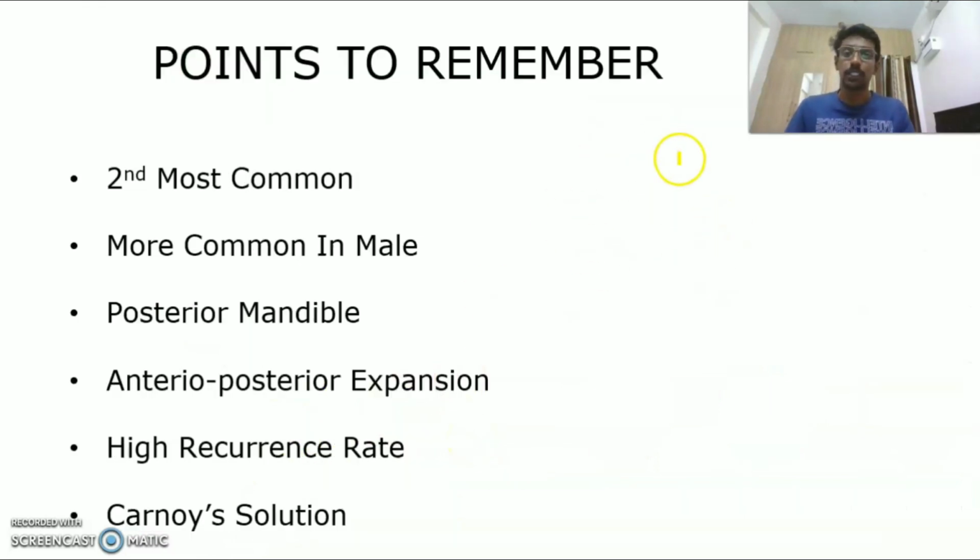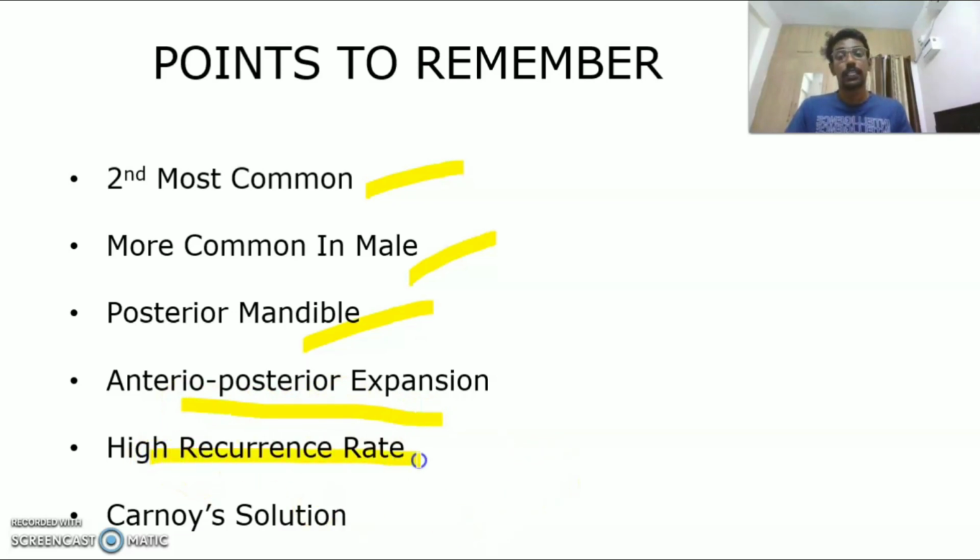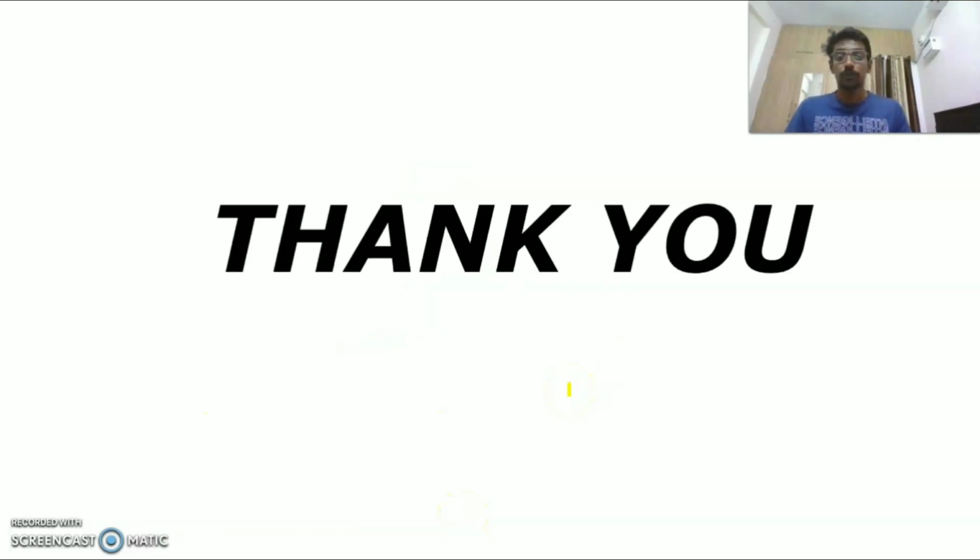So what are the points to remember when coming to the odontogenic keratocyst? The second most common odontogenic cyst of the oral cavity, more common in males and mostly seen in the posterior mandible. Usually it will show anteroposterior expansion. It shows a high recurrence rate compared to the other cysts, from 13 to 60%, and Carnoy's solution is used to prevent the recurrence of the OKC. Thank you.